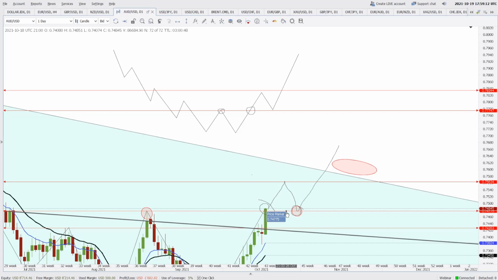0.7477 will be your area of interest. If the price comes back to this region, then it will become a good support for the price. But for that we need the price to close higher than 0.7477 today. So right now 0.7563 is the resistance for the Australian dollar against the US dollar, and 0.7477 is the support for the price.